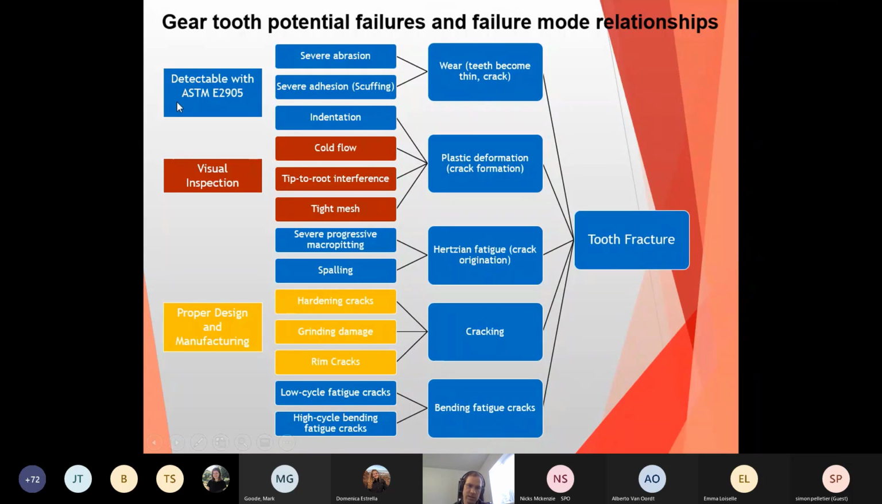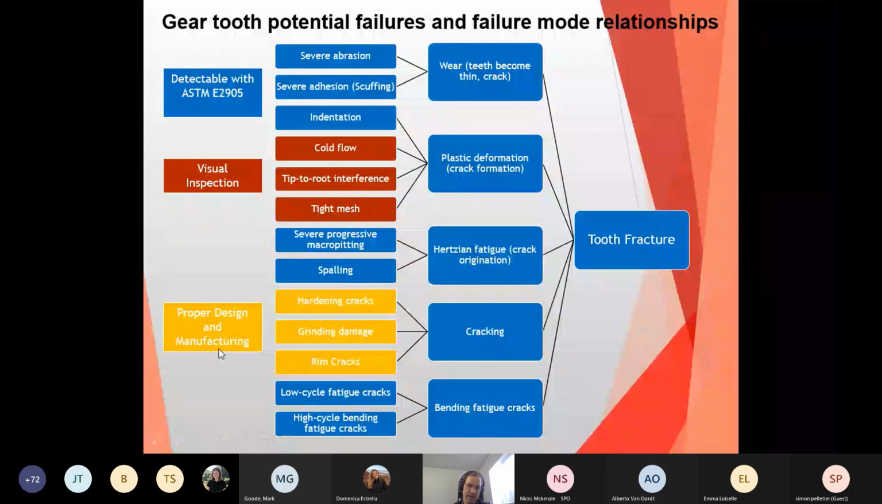One is the ASTM E2905 method, which utilizes eddy current array for inspecting the girth gear teeth. They also have visual inspection, which can usually be combined with the E2905 method to look for different failure modes that you may need to identify visually versus something that's being done with a purely electromagnetic method.